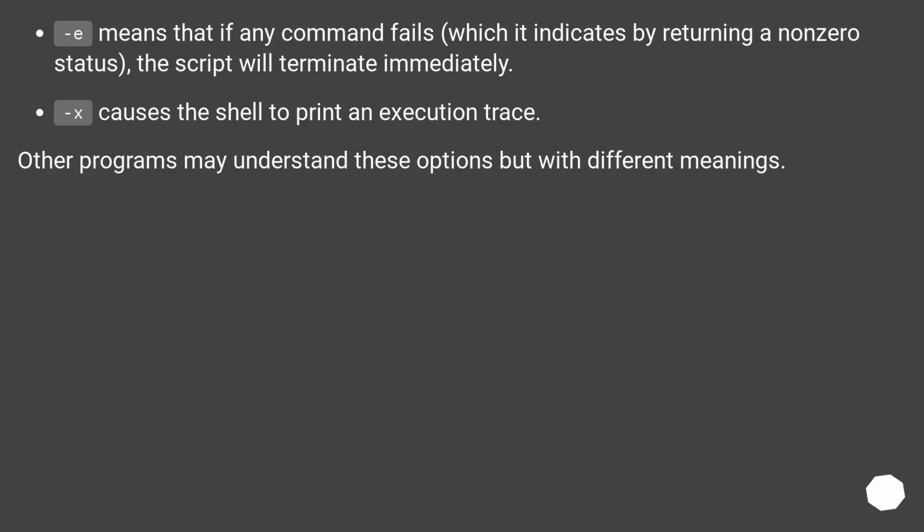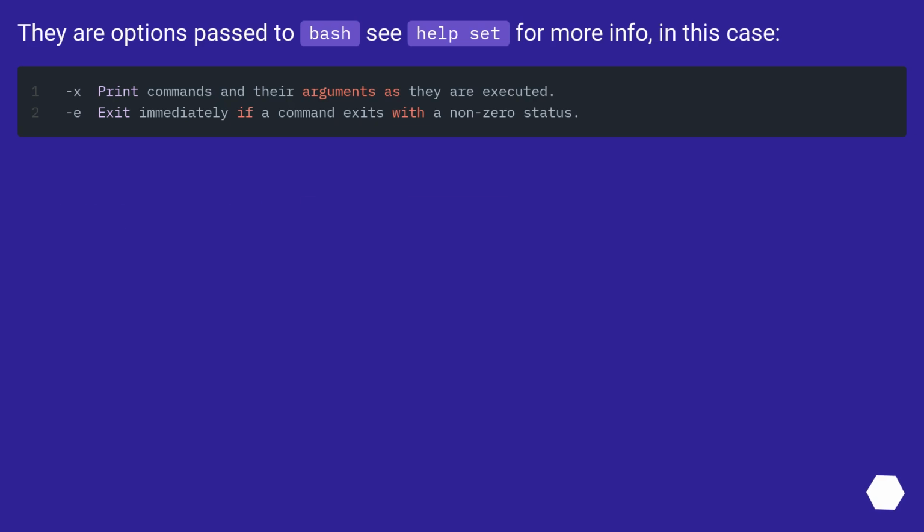-e means that if any command fails, which it indicates by returning a non-zero status, the script will terminate immediately. -x causes the shell to print an execution trace. Other programs may understand these options but with different meanings. They are options passed to bash -c; help set for more info, in this case.